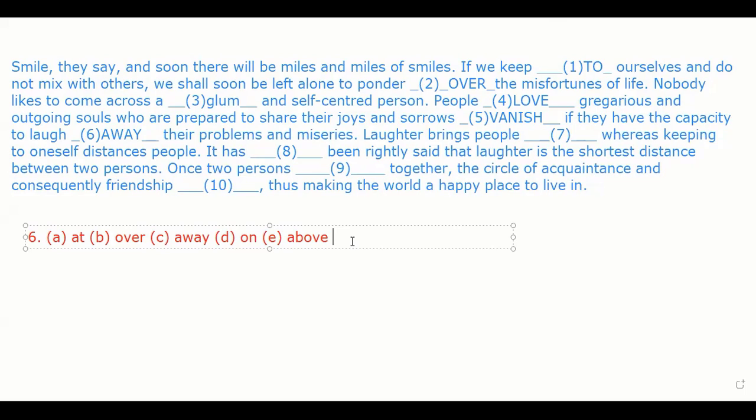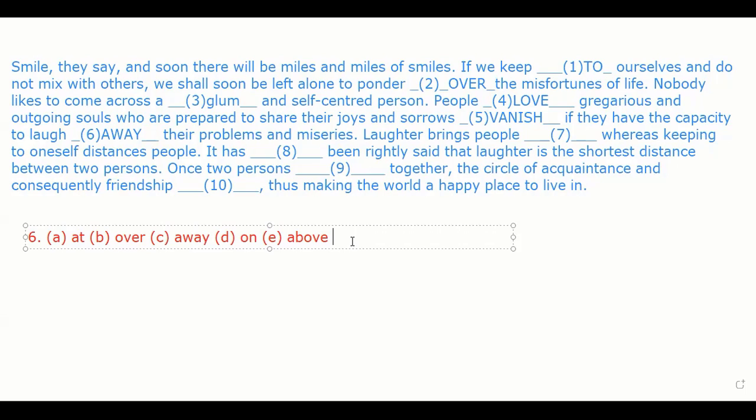Because you said last time when you wrote to laugh their problems. Yes, that is my mistake, you're right. Good. So, vanish, if they have the capacity to laugh away their problems and miseries.